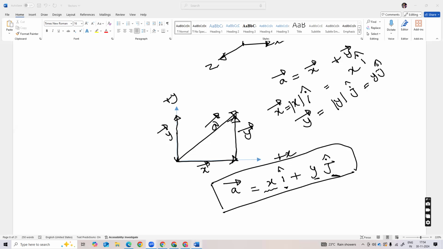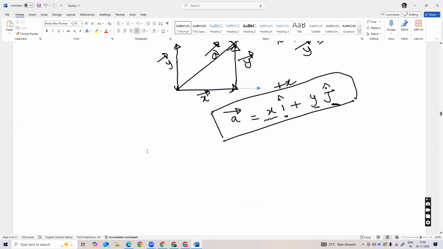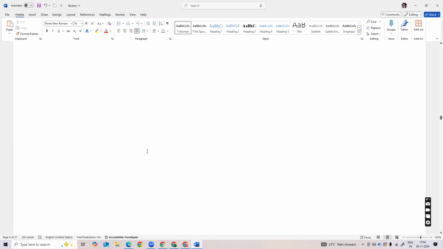Okay, fine. So we have learned about unit vectors now. Actually, unit vectors are very useful. Now let's see how we find the magnitude of different vectors.